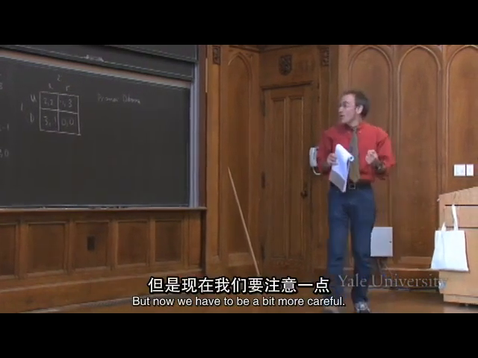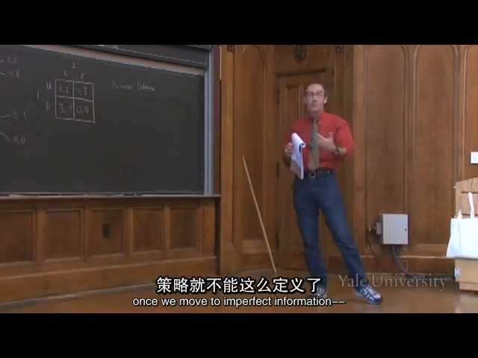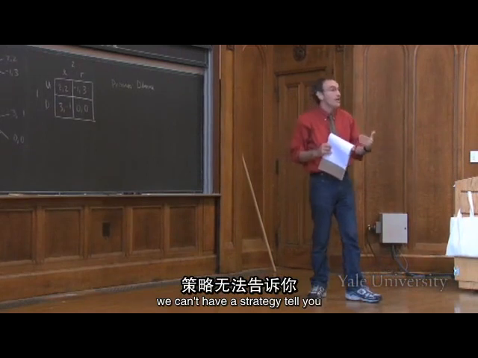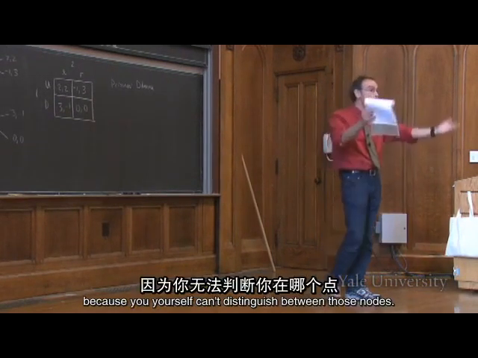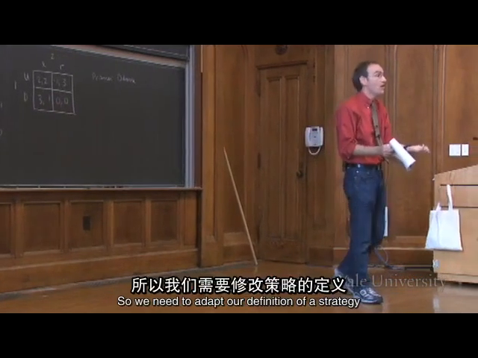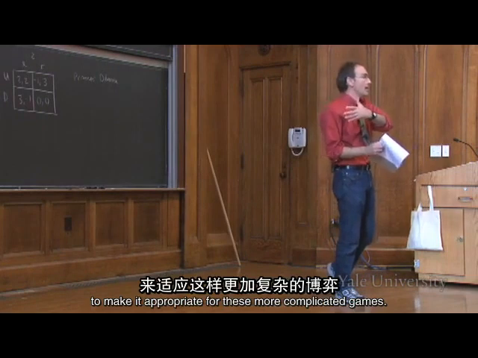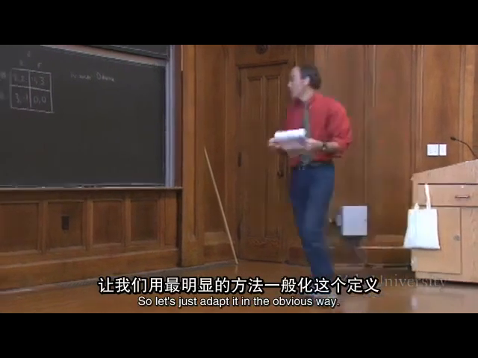All right? But now we have to be a bit more careful. Once we move to imperfect information, we can't have a strategy tell you what to do at each of your nodes, because you yourself can't distinguish between those nodes. So we need to adapt our definition of a strategy to make it appropriate for these more complicated games. So let's just adapt it in the obvious way.